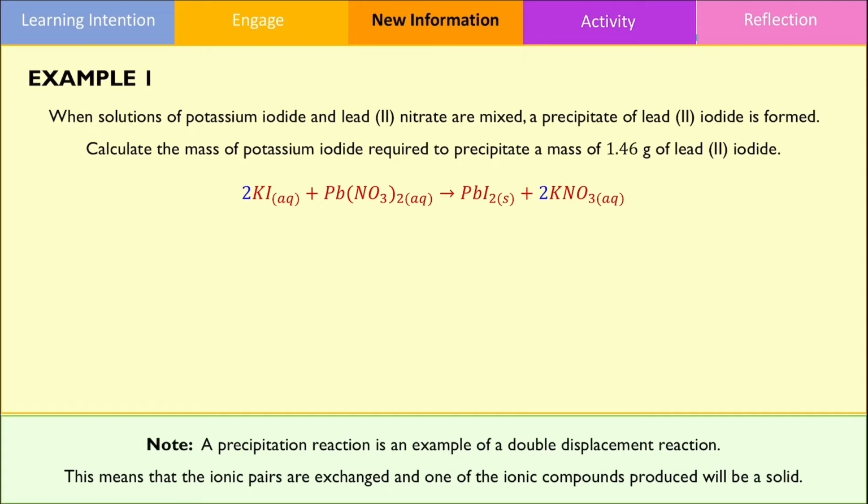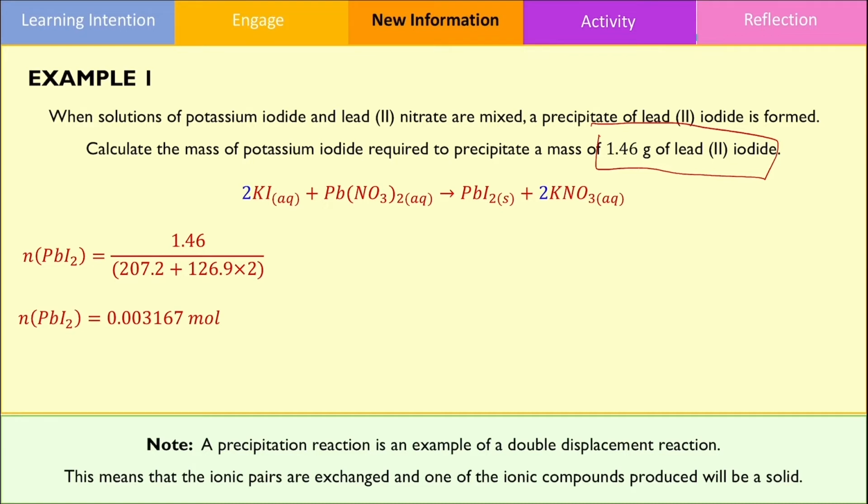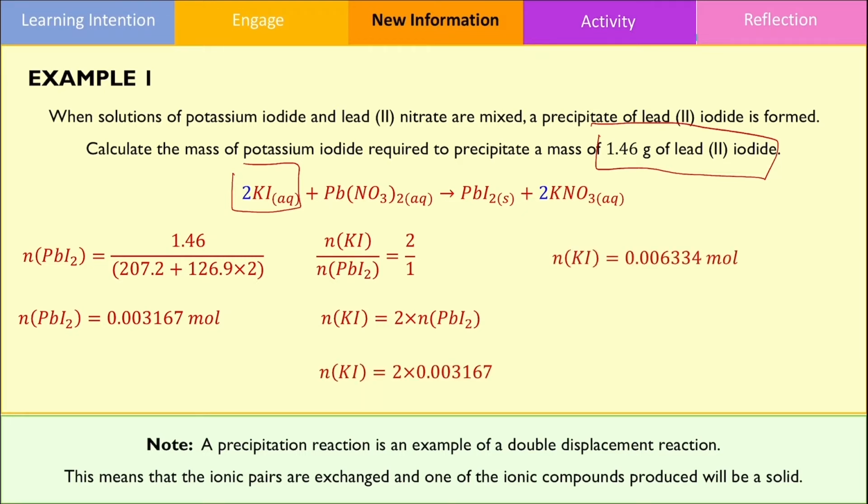From here, I'm going to start the process off by converting the mass of lead 2 iodide into moles by dividing it by its respective molar mass. This will give me an answer of 0.003167 moles. The next step is for me to find out the number of moles of potassium iodide, and I can achieve this by setting up the following mole ratios. According to this ratio, the number of moles of potassium iodide will be 2 times the number of moles of lead iodide. Therefore, the answer will be equal to 0.006334 moles. Finally, I can calculate the mass of potassium iodide by multiplying this answer by the molar mass, giving me this as the answer.